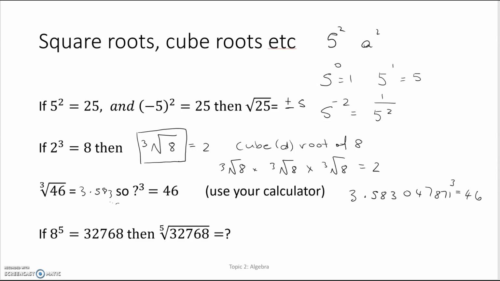Okay, if 8 to the power of 5 equals 32768, then the fifth root of 32768 must be 8. You can do this on your calculator. 5, shift, root, 32768, and it will equal 8.